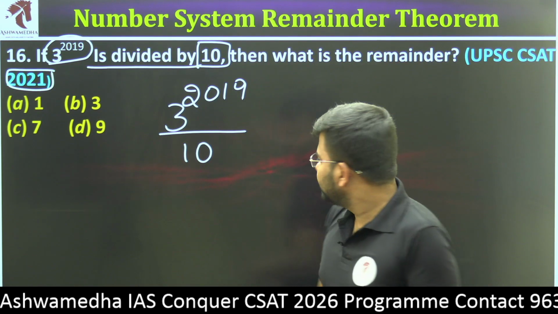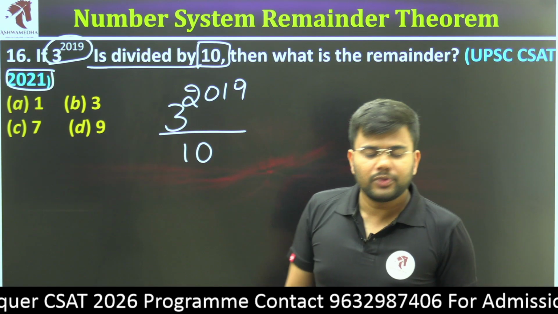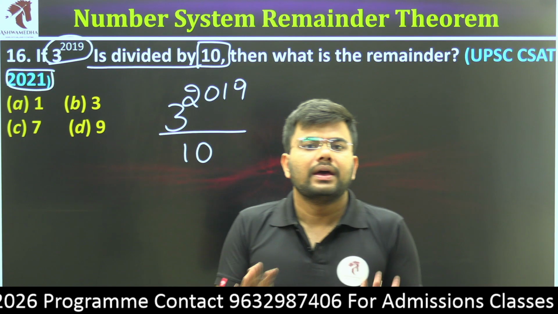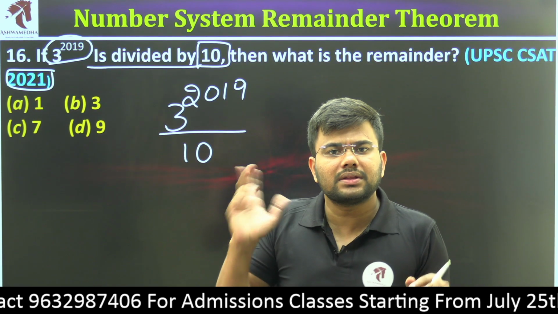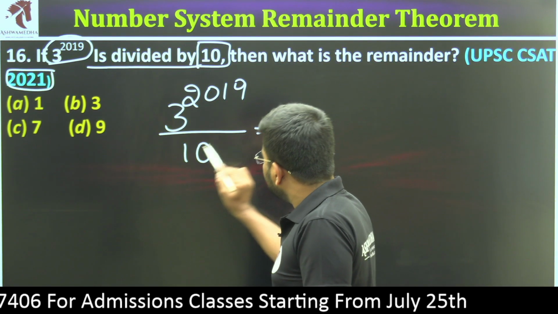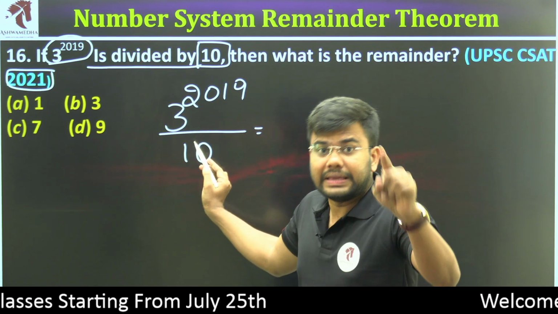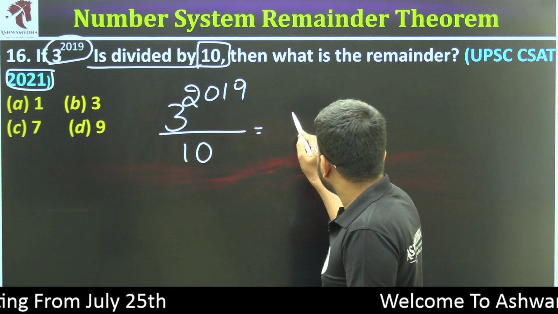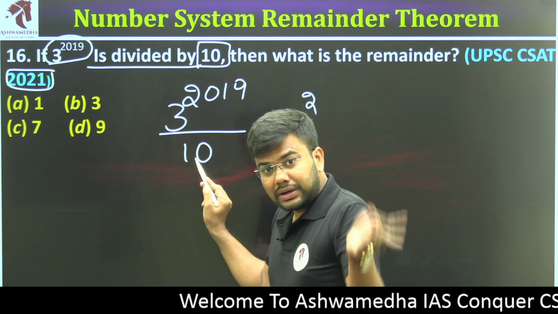What smart enough? If you break down this 10, will you be able to cancel with the 3? You will not be able to cancel with the 3. Hence what you are supposed to do, you can apply the remainder theorem logic. Can you write the numerator 3 as 10 plus or minus 1? Yes. How? 3 can be written as 3 square. What is 3 square? 9. 9 is what? 10 minus 1.